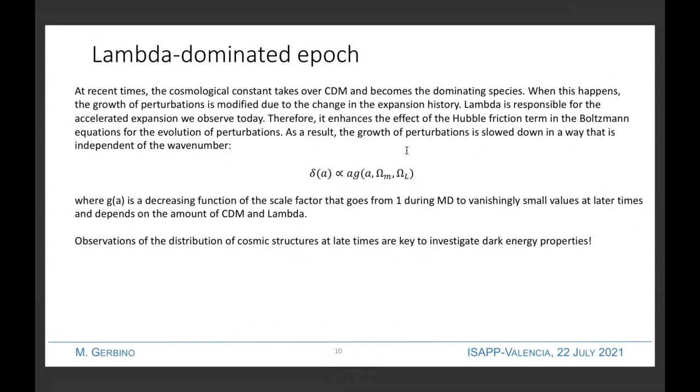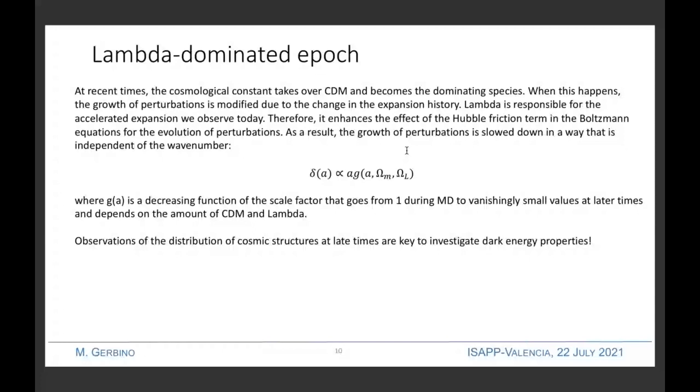Finally, in order to complete the picture of structure formation, we need to understand what happens at very late times, when the universe is dominated by lambda, the cosmological constant or dark energy. What happens at this point is that the Hubble friction term starts to become much more important than the other components in the evolution equation for perturbations. Remember that lambda domination means that the universe is accelerating, so we have a very large effect on the Hubble friction in the Boltzmann equation.